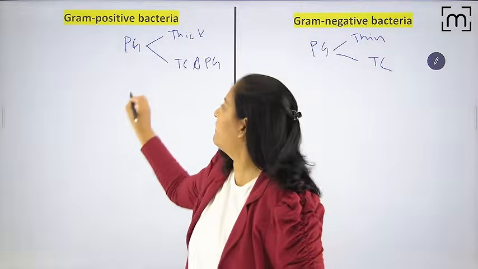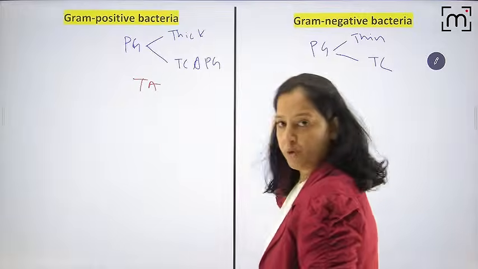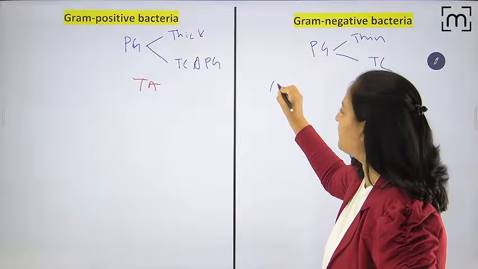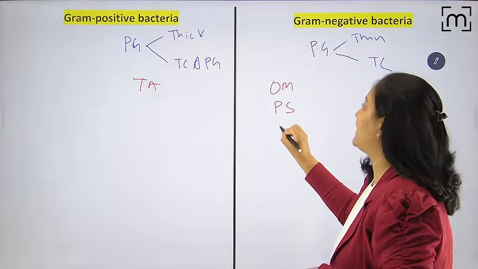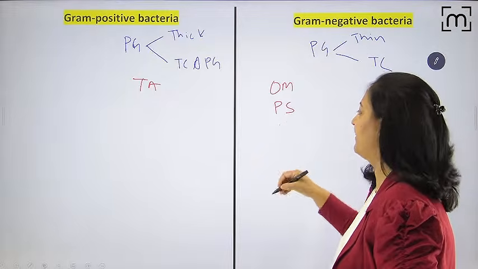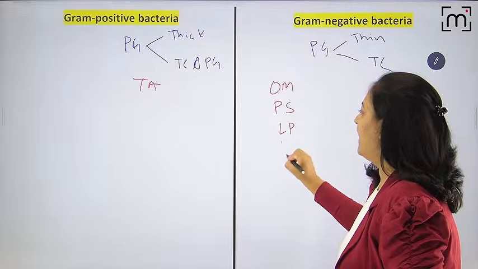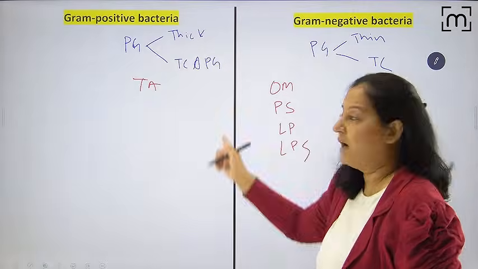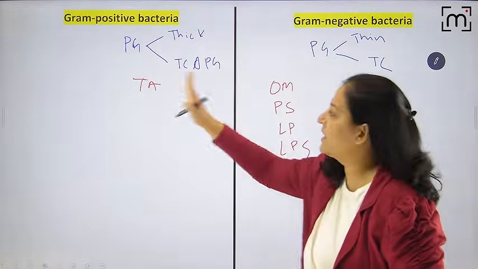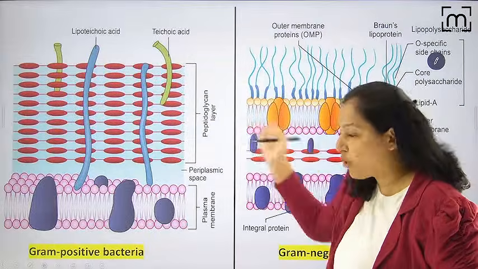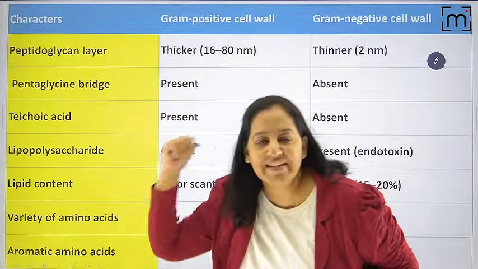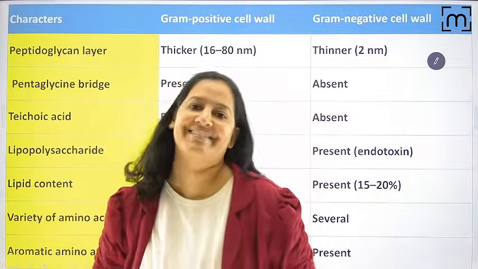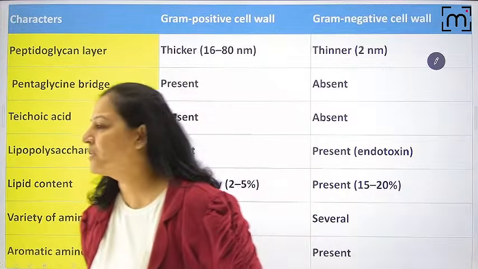Unique features. Here we have teichoic acid, but here we don't have it. Here we have the outer membrane and periplasmic space. In the periplasmic space, we have peptidoglycan, that I have written, and we have lipoprotein and lipopolysaccharide. So learn the things which are common, learn the things which are unique, and try to draw it. The same difference table is in front of you. Read it, appreciate it, understand it. You will be able to solve all the questions over there. Can we go ahead? Yes.